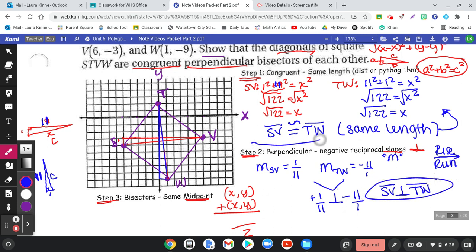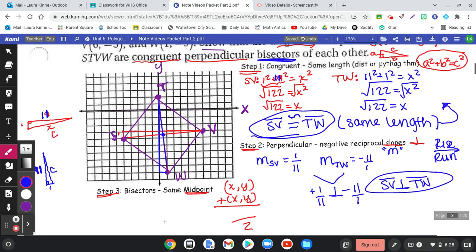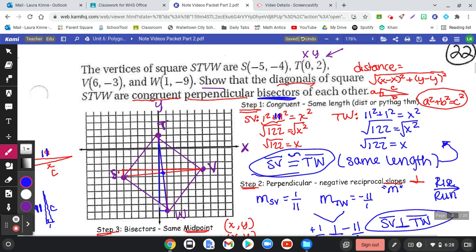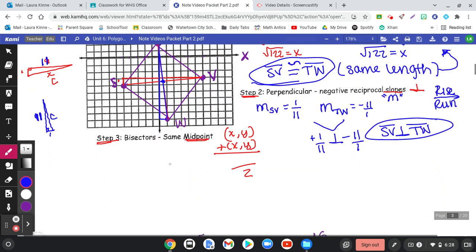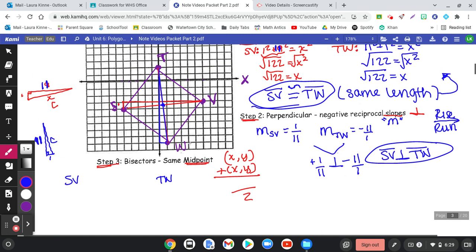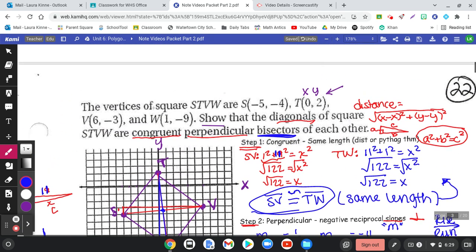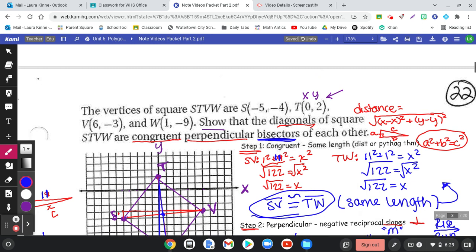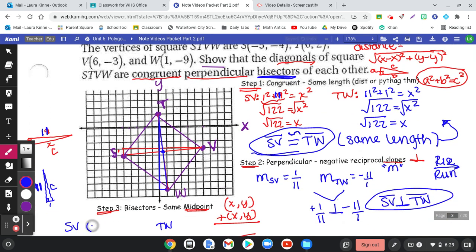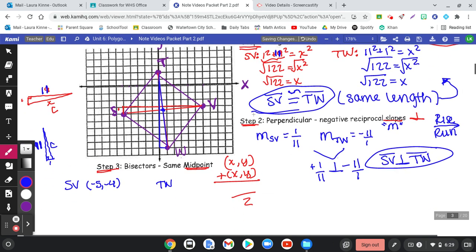So there's the first part, here's the second part. The last part, you want to show that their midpoints are the same. That will show this last part that they bisect each other. So let's do SV first. We'll do SV and then we'll do TW. So for this, you can't tell from the graph. So go up and get your points. So S is -5, -4. And V is 6, -3.